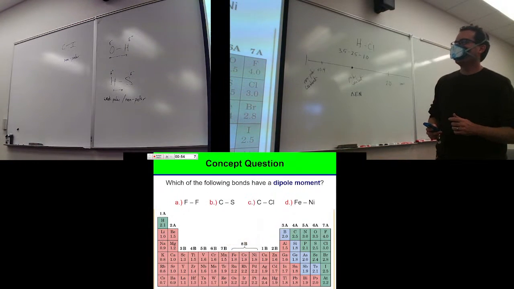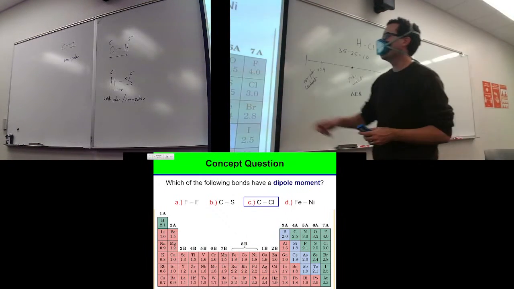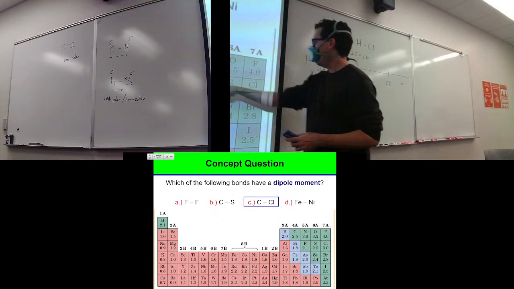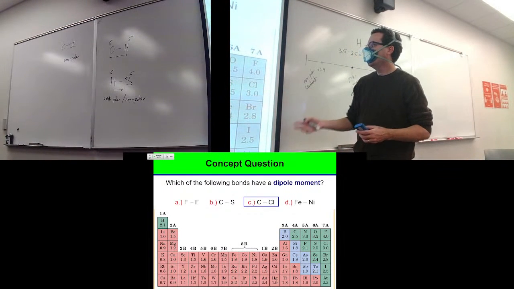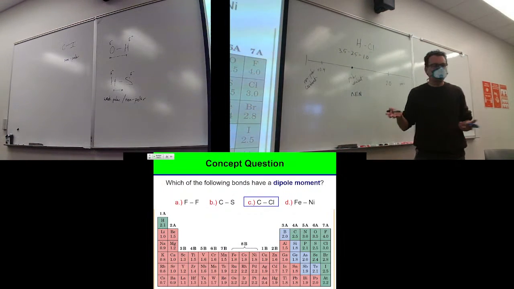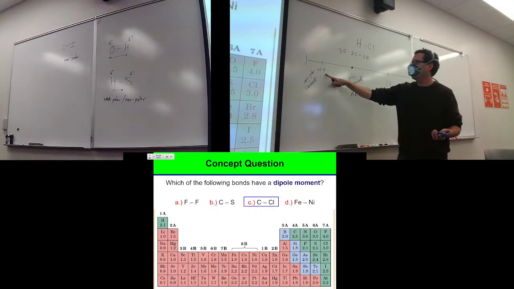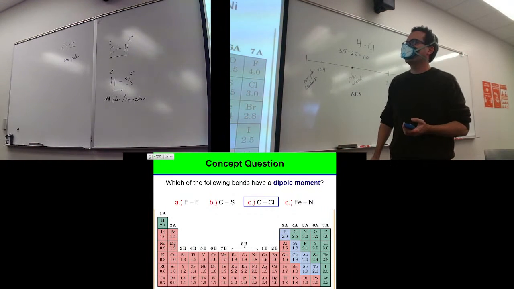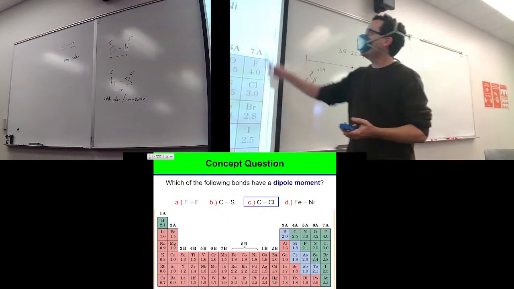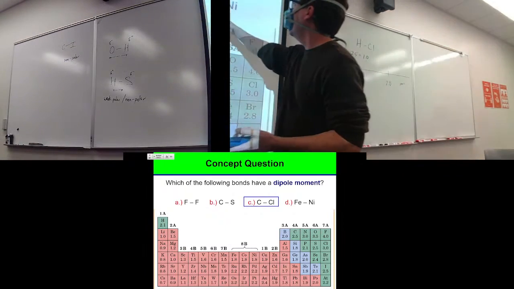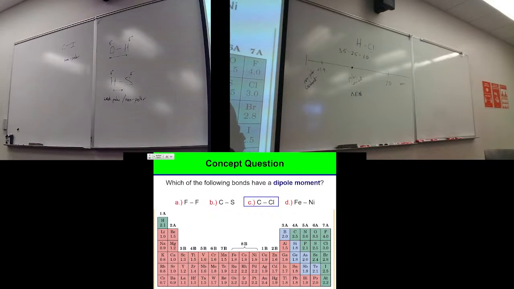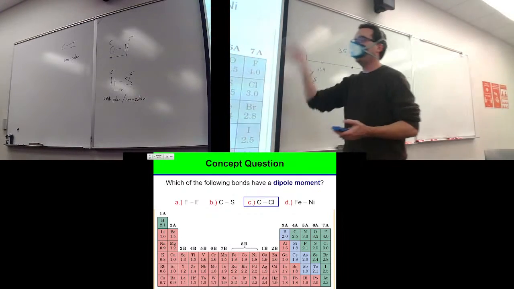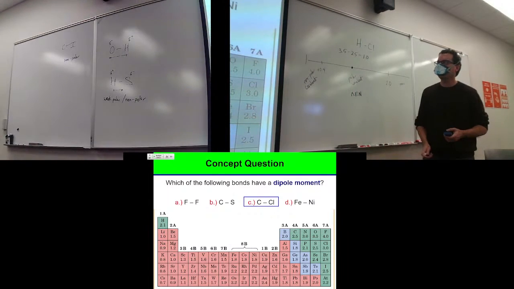All right. So most people say C. The answer is C. C-Cl, 2.5 versus 3.0. The difference is not big, but it is 0.5, slightly higher than our cutoff. So that's technically polar. It's not very strongly polar, but it's polar. The rest of these, I believe, are identical. Fe and Ni, the same. C and S are the same. F and F are the same by default.